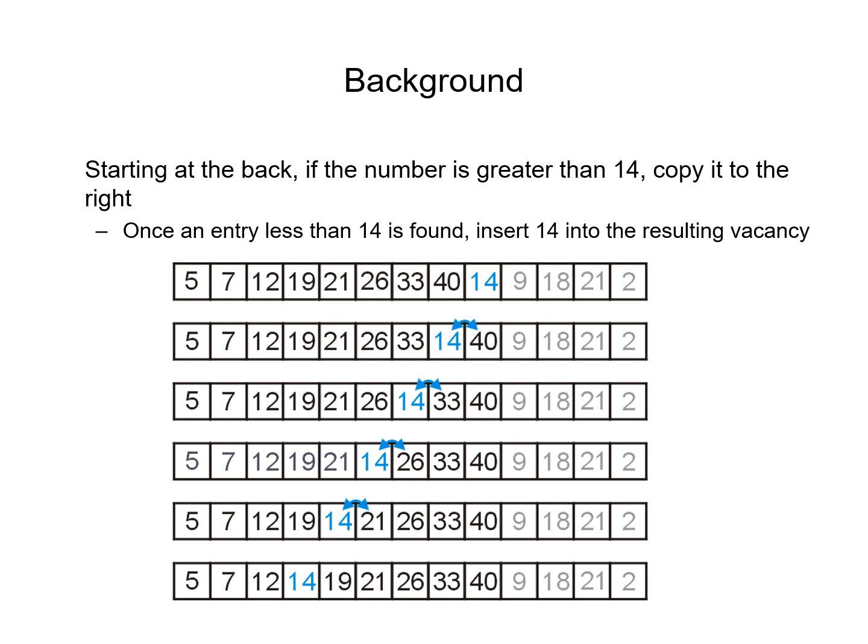40 is more than 14, so it is shifted this way. Then 14 is compared to 33, 33 was more than 14, so it was shifted here. Then 14 and 26, 26 was shifted here. Then 14 and 21, 21 was more than 14, so 21 was shifted here. Then 14 and 19, now you can see 19 is shifted here and 14 here. Now 14 and 12 are compared. 14 is greater than 12, so you will place 14 here. No more shifting or comparison is required.